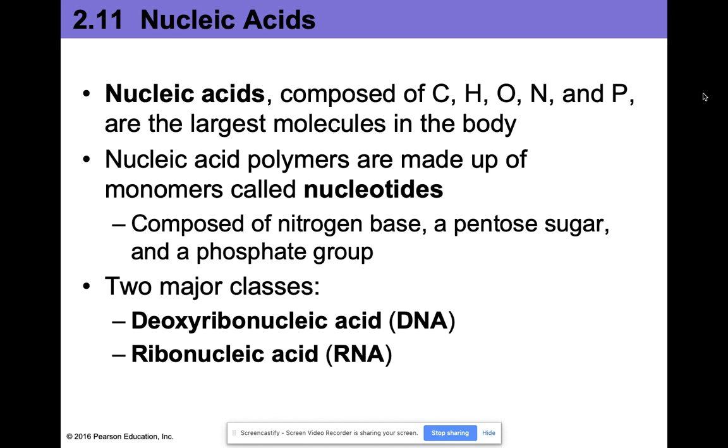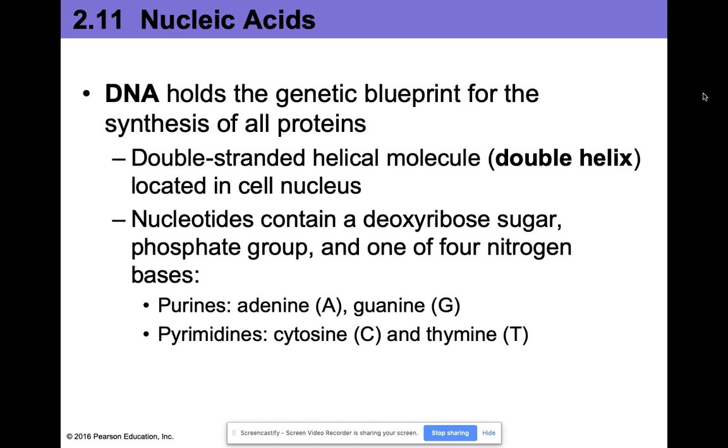So there are two different sugars that we're going to be using and a couple of different bases that we're going to talk about for DNA, deoxyribonucleic acid. That's what the NA literally stands for. We're going to be using deoxyribose as the sugar. And then in ribonucleic acid, again, NA, nucleic acid, ribonucleic acid contains ribose. DNA is your genetic blueprint.